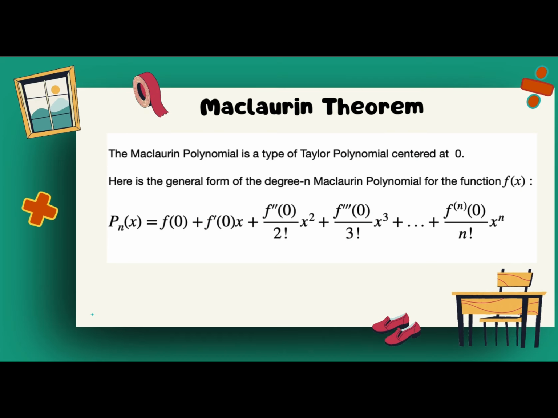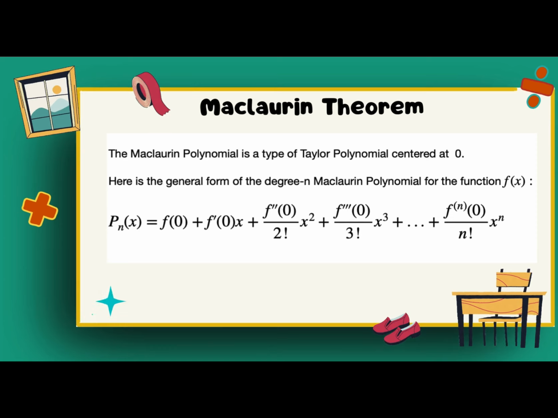But first, we need to define the Maclaurin polynomial. A Maclaurin polynomial is a special type of Taylor polynomial centered at 0. Here's the general form of the nth degree Maclaurin polynomial for a function f of x. Please notice this is very similar, but instead of having x minus c raised to the n power, we have just x to the n because c is 0. So it's almost the exact same thing as our Taylor polynomial, except now c is equal to 0.